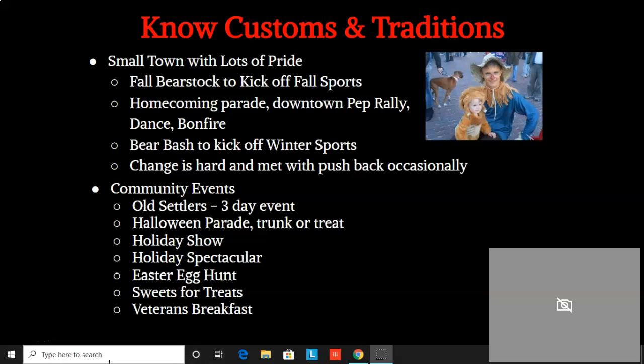We do a holiday show that the After Prom Committee hosts. And there's bell ringing, and there's lots of different vendors going on with a quilt show during this time. We do the holiday spectacular where Santa comes to town. There's a breakfast. We light up the square and so forth. The Lions Club hosts an Easter egg hunt in the spring. The Rotary Club hosts Sweet for Treats around Valentine's Day. One of the local churches hosts a veterans breakfast.